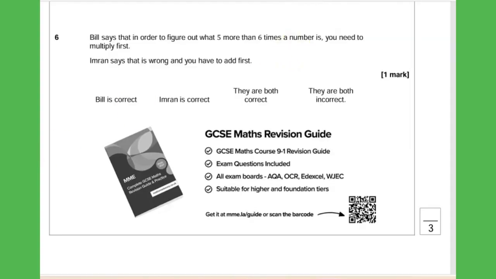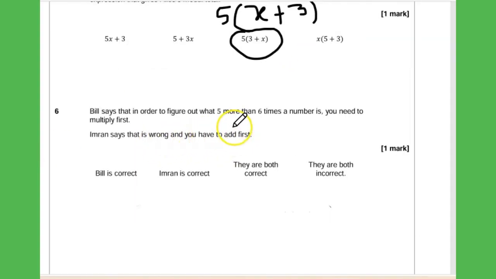What do you think? So we can follow what the instruction says, figure out what 5 more than 6 times a number is. So we don't know the number, we can actually say 6 times a number. But Bill says that in order to figure out what 5 more than that means, we're going to plus 5 to whatever 6 times a number has given to us. 6 times a number plus 5 is actually the right thing.